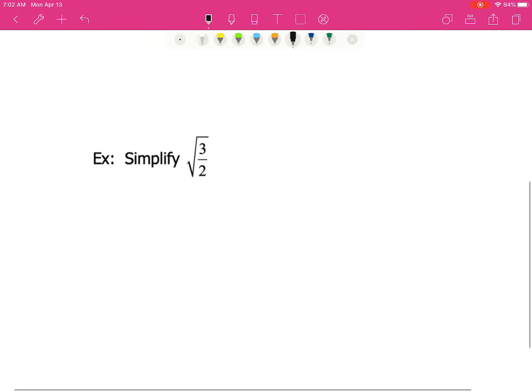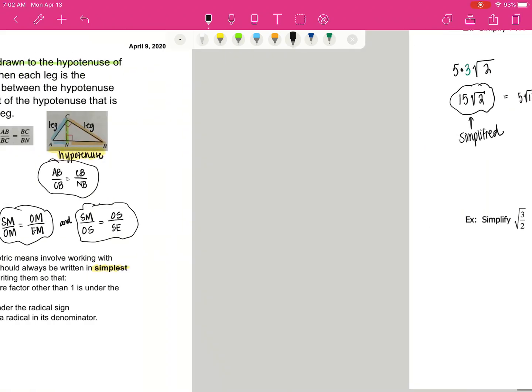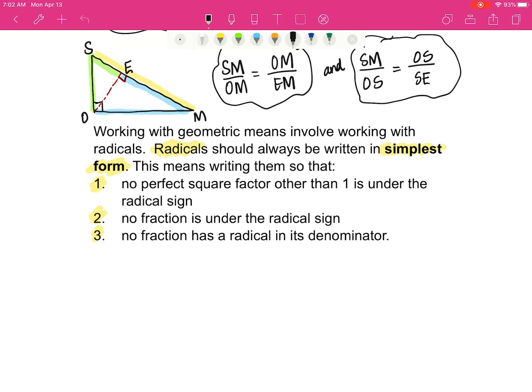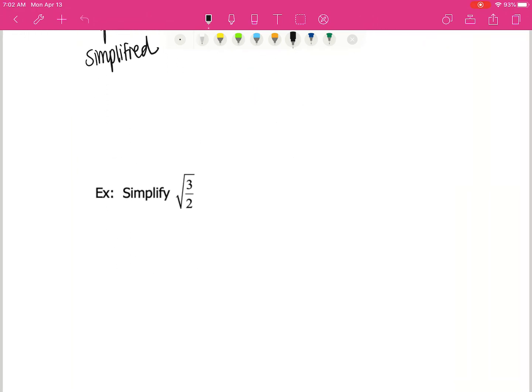Let's try again. The square root of 3 over 2. Well, if we look at our steps in the previous explanation of simplest form radicals, no fraction is underneath the radical sign. So we've already done an example of number 1. So now we are on number 2. The square root of 3 over 2. Well, that's a fraction underneath the radical. So I'm going to rewrite this as the square root of 3 over the square root of 2. And I'm going to multiply the denominator by the square root of 2 and the numerator by the square root of 2.